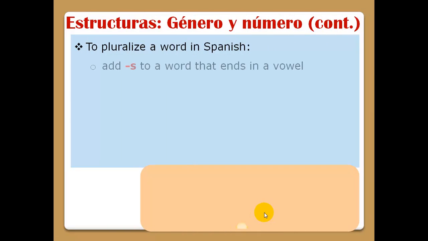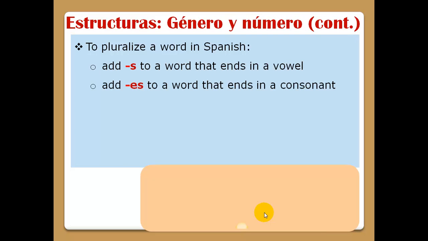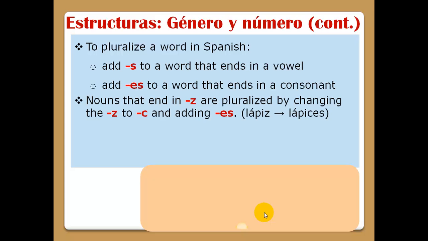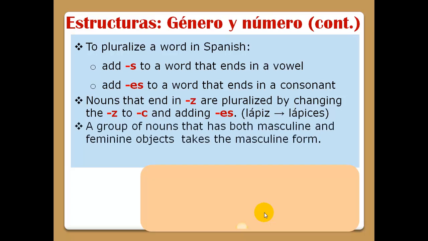To pluralize a word in Spanish, just add an S if that word ends in a vowel. Add ES if the word ends in a consonant. And then nouns that end in Z are pluralized by first changing the Z to a C, and then you add your ES. A group of nouns that has both masculine and feminine objects takes the masculine form.